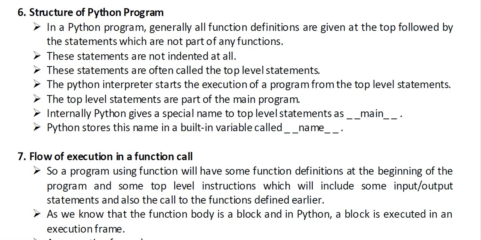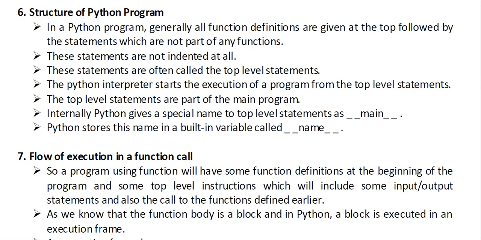Python stores this name in a built-in variable called dunder name dunder. And how will you come to know that the name of this is dunder main dunder? You write print in brackets dunder name dunder. So it will print dunder main dunder. Are you getting the point? The name is double underscore main double underscore.